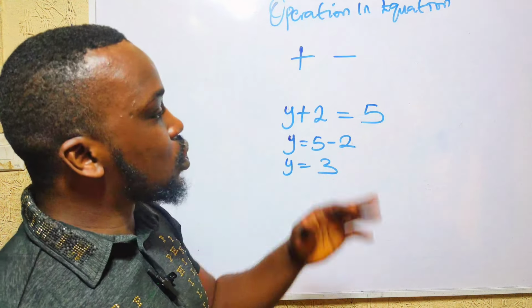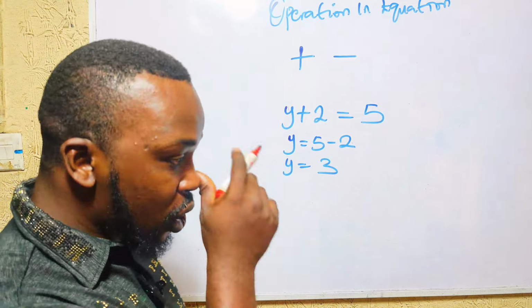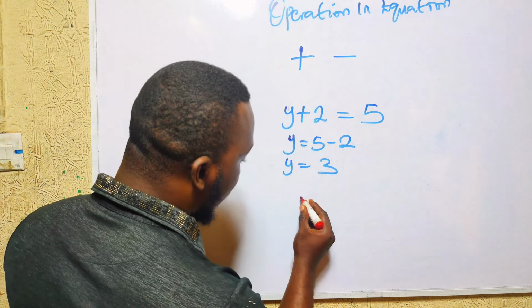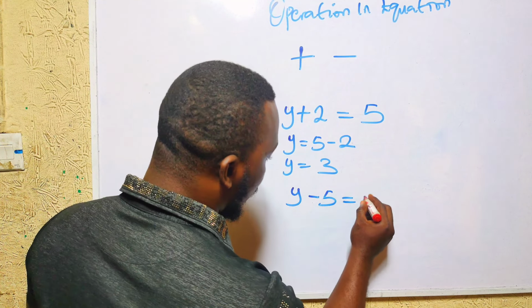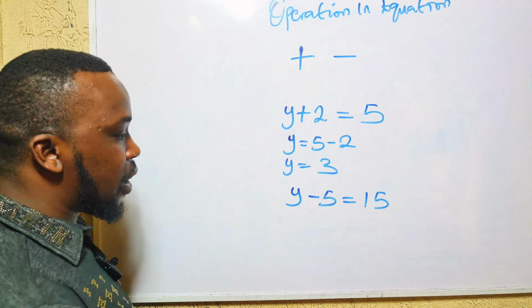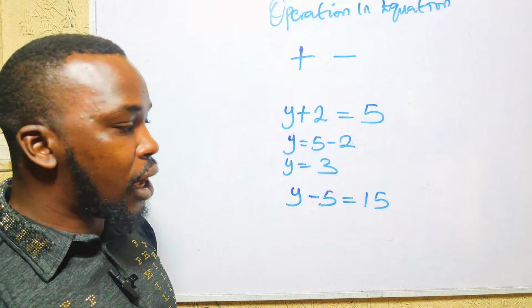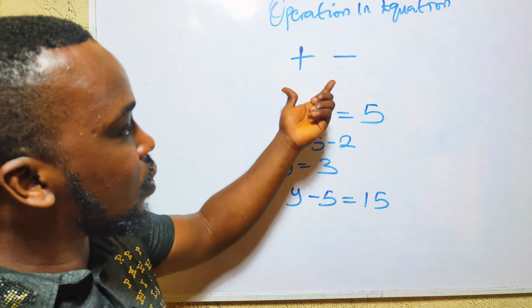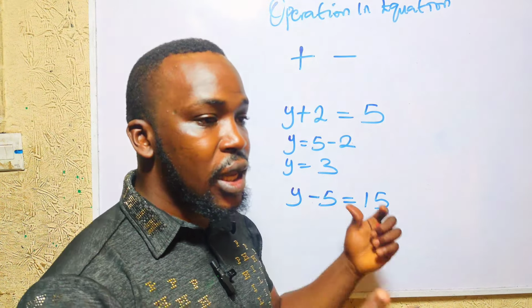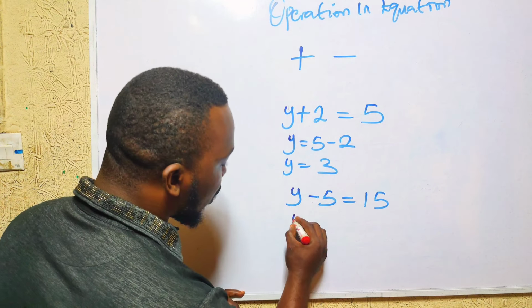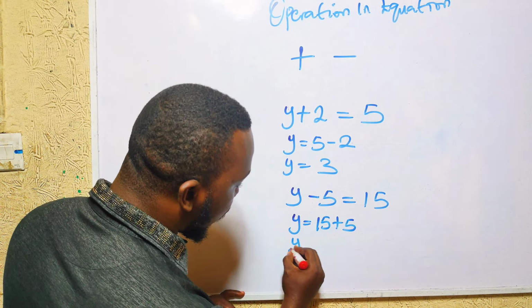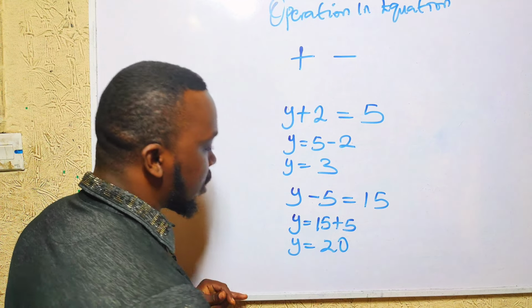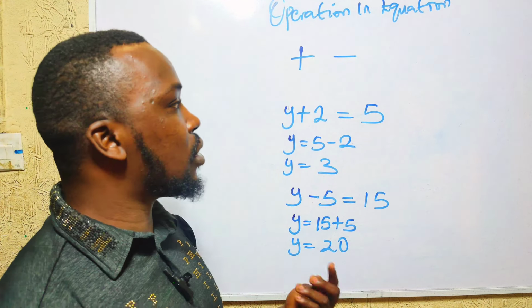Now, let's go to subtraction. When you have an equation like this, y minus 5 is equal to 15. What is the value of y? The same thing I told you, when the sign of subtraction crosses the sign of equality, it changes to addition, which will give us y is equal to 15 plus 5. Therefore, the value of y here is 20. Now, this is for addition and subtraction.